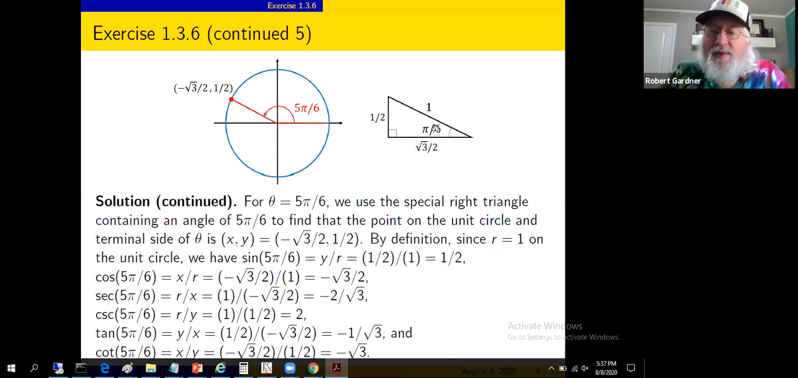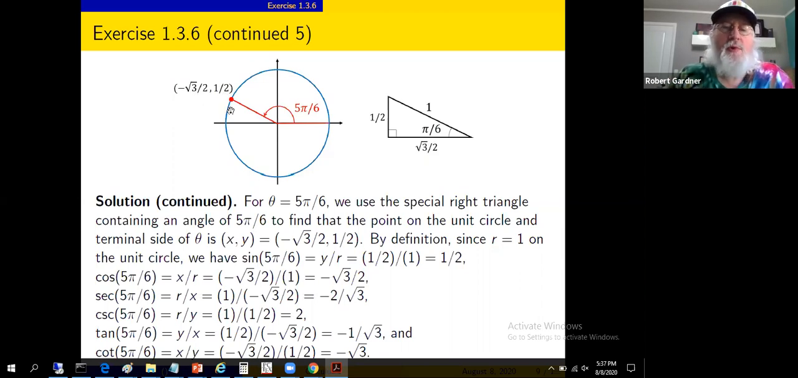When we have pi over 6 here, same reference triangle, drawn in a different orientation, got a hypotenuse of 1. We get an opposite of a half and an adjacent of square root of 3 over 2, from which we can determine the x coordinate of that point is related to square root of 3 over 2, and the y coordinate of that point is related to 1/2. So we get square root of 3 over 2, 1/2, plus or minus, adjust for quadrants.